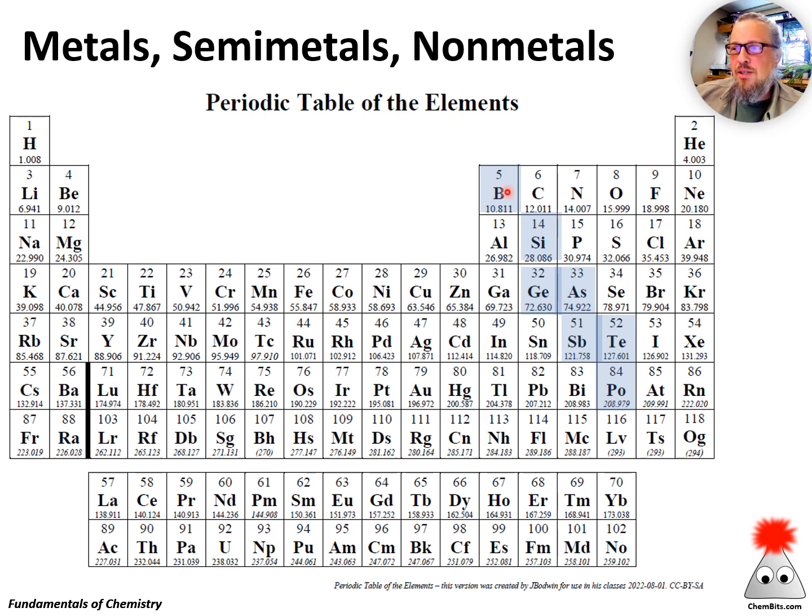The semi-metals, again, on this diagonal line, are things that, to varying degrees, can display some metallic properties, but can also display some non-metallic properties. So they're kind of our chameleons. They change depending on their environment a lot more than the other ones do. We call those semi-metals, or sometimes those are called metalloids.